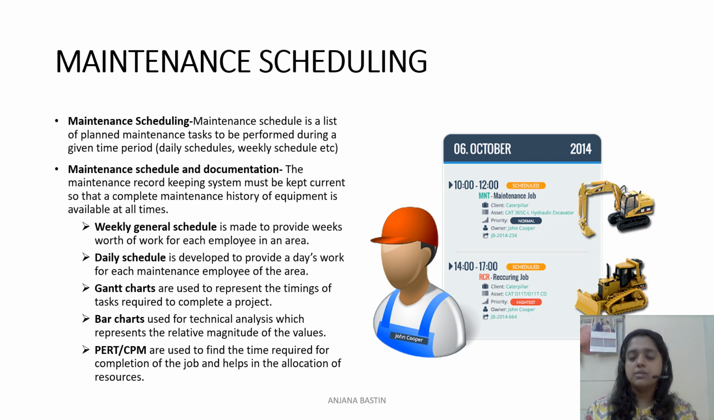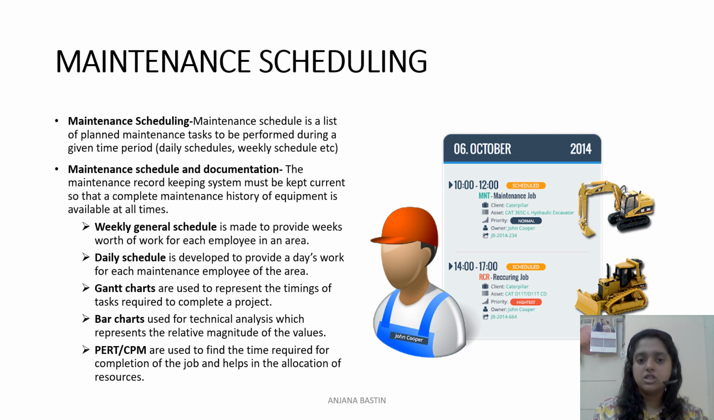There are different types of schedules which you can use in order to do maintenance work. First is the weekly general schedule. You plan your maintenance work in 1 week: what all can be done, by whom it is done, and in what time it has to be done. Daily schedule, unlike the previous one which goes as per the week, is like the example given on 6th October 2014: 10 to 12 he'll do one work, 2 to 5 he'll do another work. So you try to plan out a day for the maintenance work.